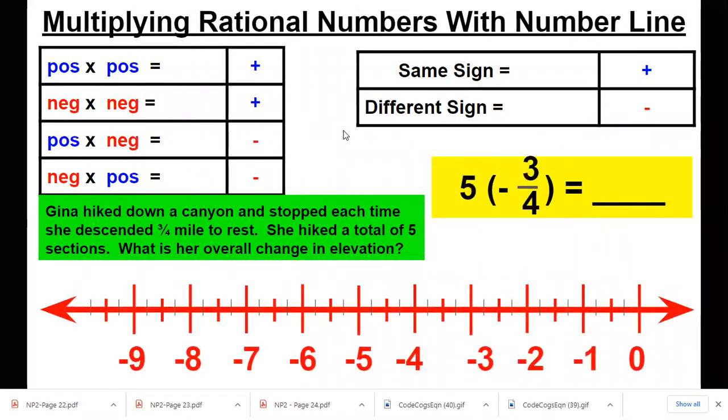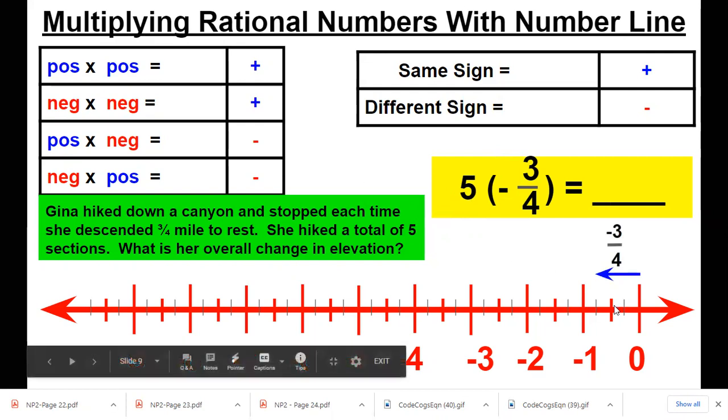There's our number line. So we're going to try to show 5 groups of negative 3/4. So you tell me, am I going to be going to the left with my arrows or to the right with my arrows? Right, I have a negative 3/4, so I'm going to be going to the left. And I have 5 groups of those. Because it's not a negative 5, I'm going to go the normal direction of left for the negative numbers. So I'm going to go negative 3/4.